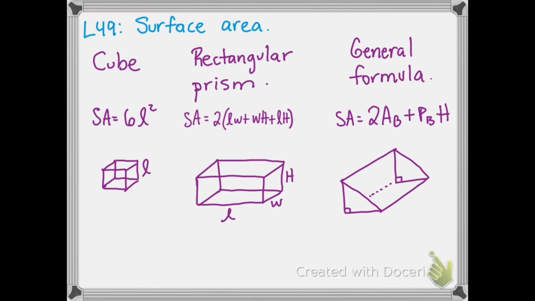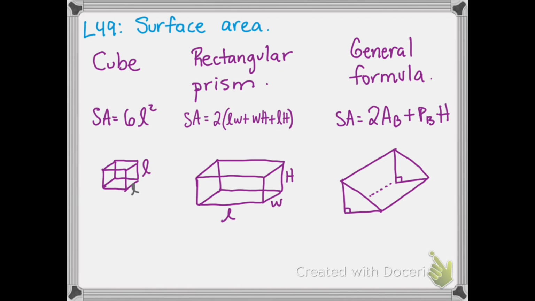So the first formula is for the cube. Now, as you remember, the cube has 6 equal faces. So if we find the area of one of the faces, which is L squared, and then we multiply times 6, we find the surface area.